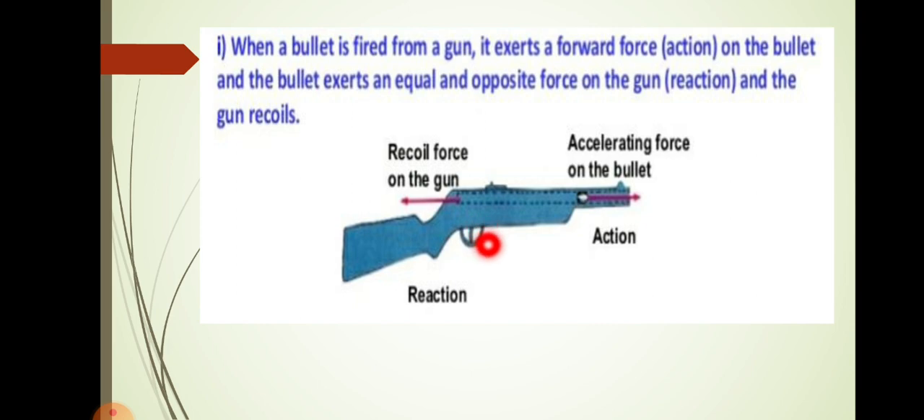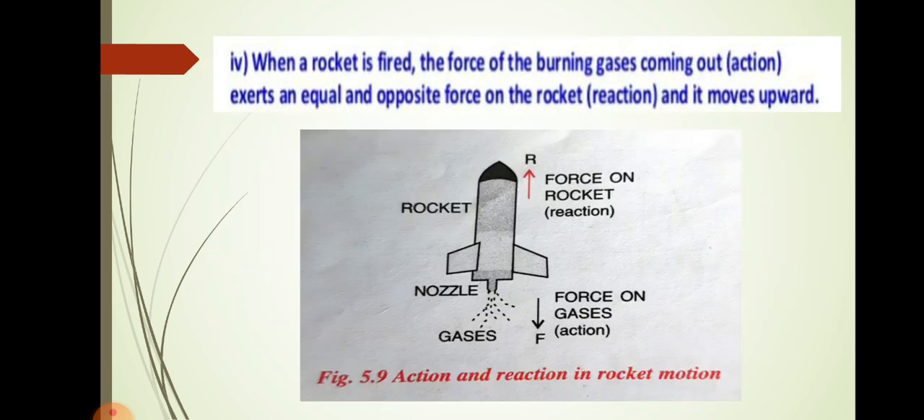Right. So there is a recoil of the gun due to the bullet. Okay. So this is the action: the bullet moving, accelerating forward is the action. In turn, it applies a force in the opposite direction, due to which the gun recoils. It is the reaction. So the gun experiences a recoil force, that is the reaction force.